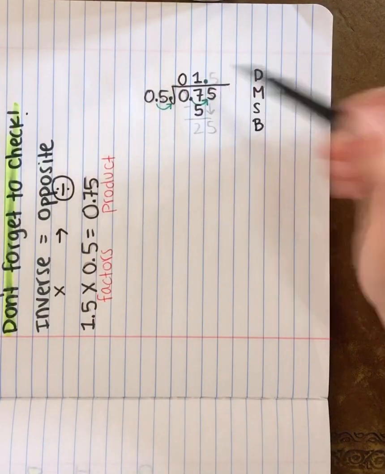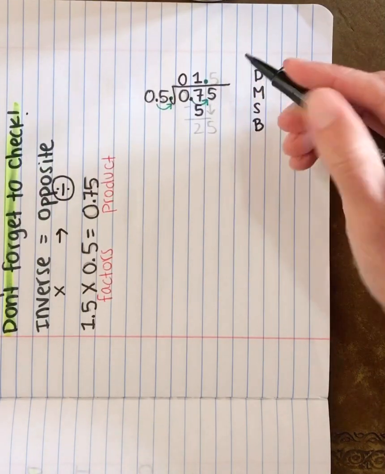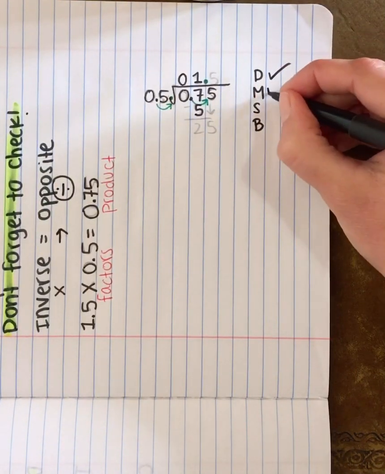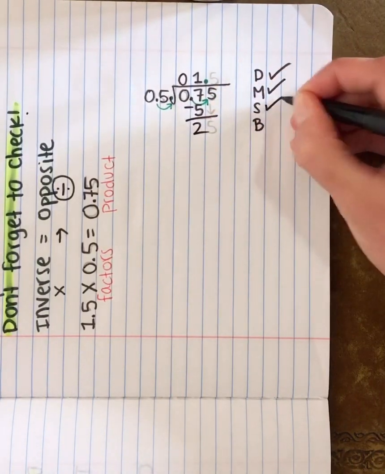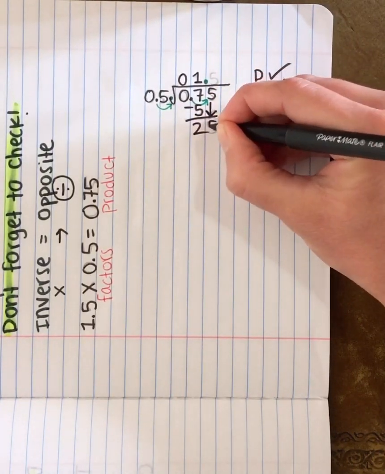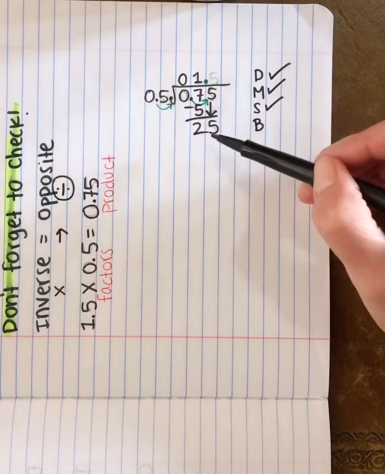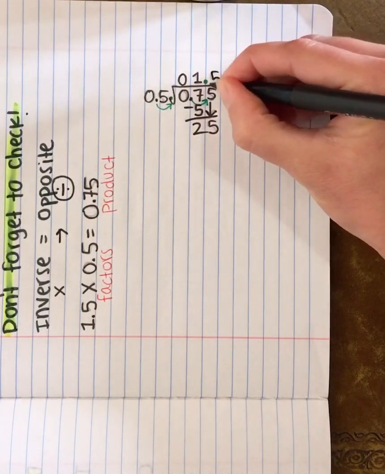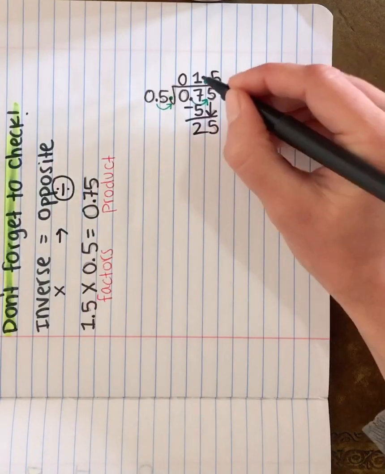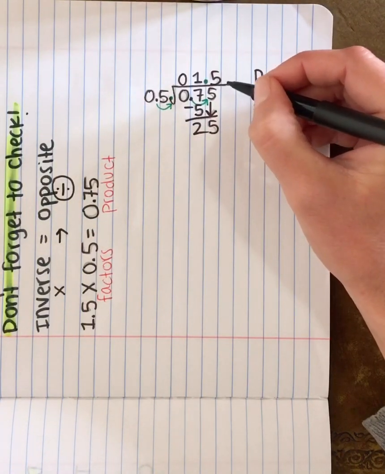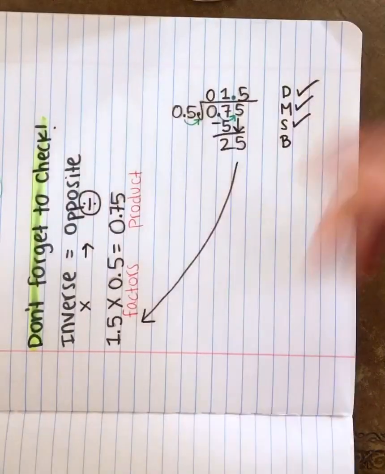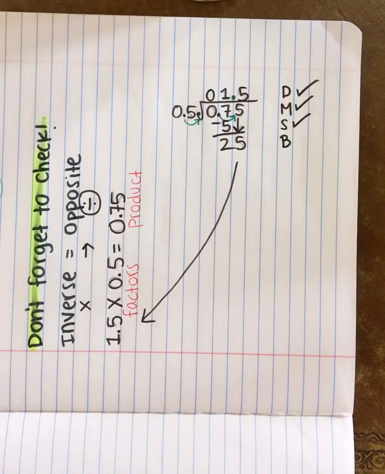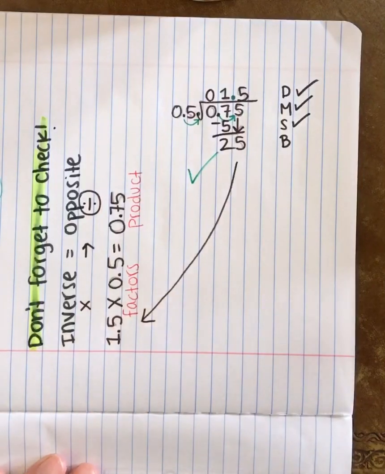5 goes into 7 one time. 5 times 1 is 5. 7 minus 5 is 2. Subtract. Bring down the 5. And 5 goes into 25 5 times. So my quotient, my answer here is 1 5/10, which is one of my factors. And that means that my product was correct and I have successfully checked my work.